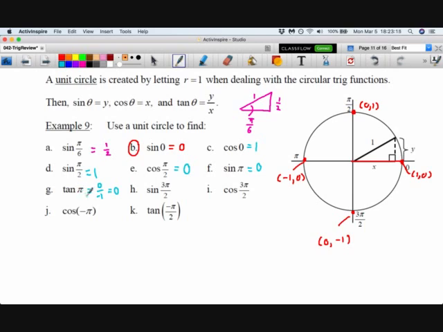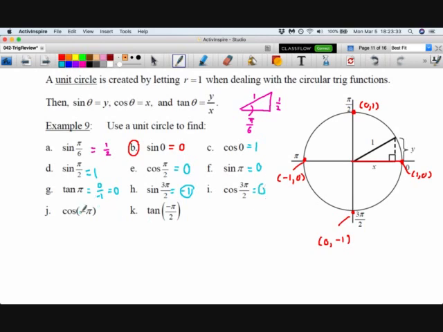A lot of people mess up tan. It's that easy. Think about what coordinate that would be: y-coordinate over x-coordinate. Sine of 3 pi over 2, just the y-coordinate. Cosine of 3 pi over 2, just the x-coordinate down there.